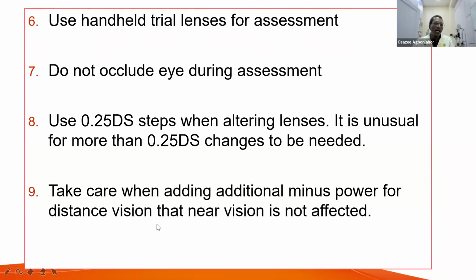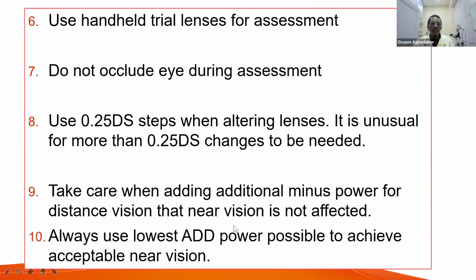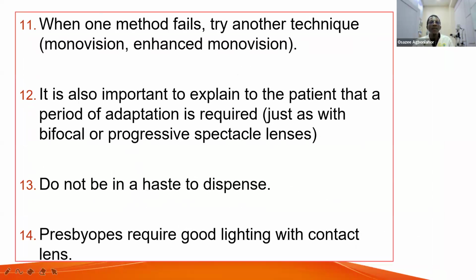Take care when you add minus power for distance vision that near vision is not affected. Always use the lowest add, I said that before. When one method fails, we try another method. So usually multifocal lenses, from my experience, because I have done monovision, I have done, of course, we all have done spectacle over spectacles, which is very basic.